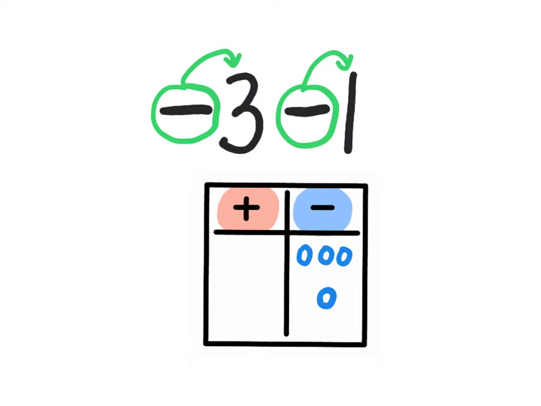This means that when we look at our scoreboard, the positive team can't win because they didn't even show up to this game. So the negative team is going to win, and they're going to win by a total of 4 points. So negative 3 subtract 1, the answer is negative 4.